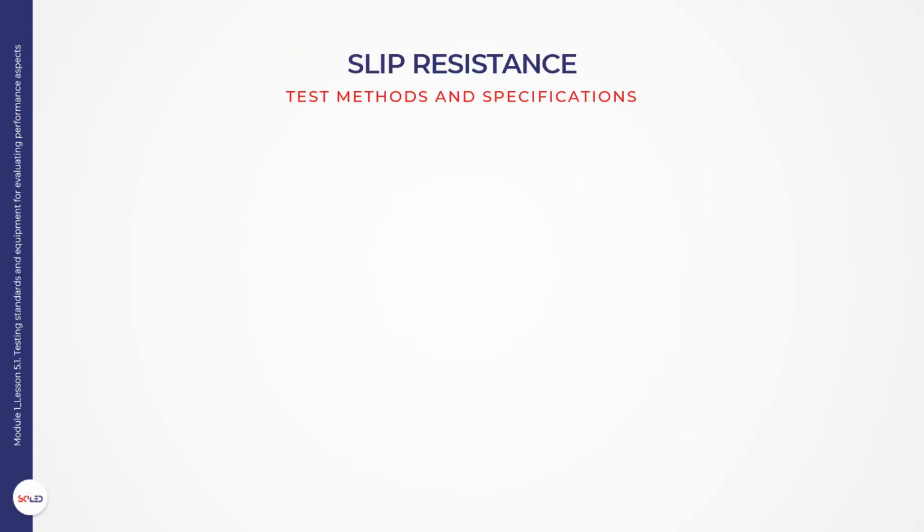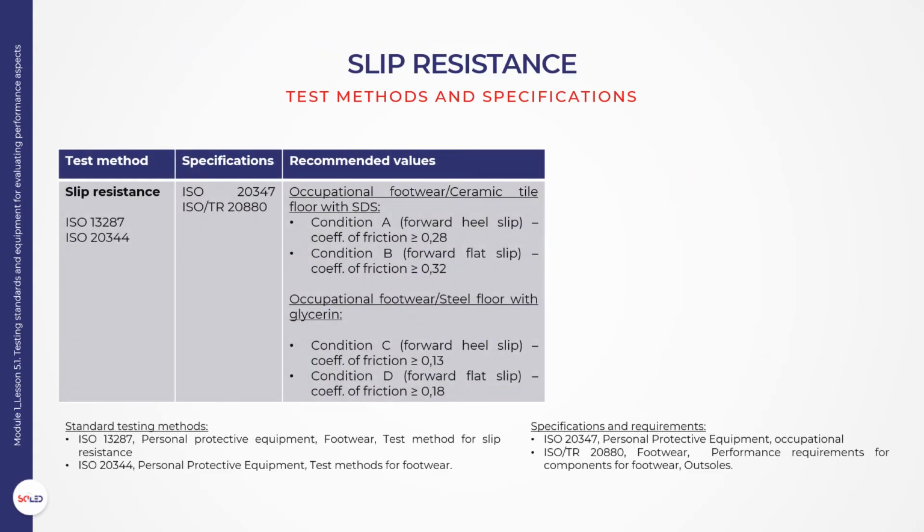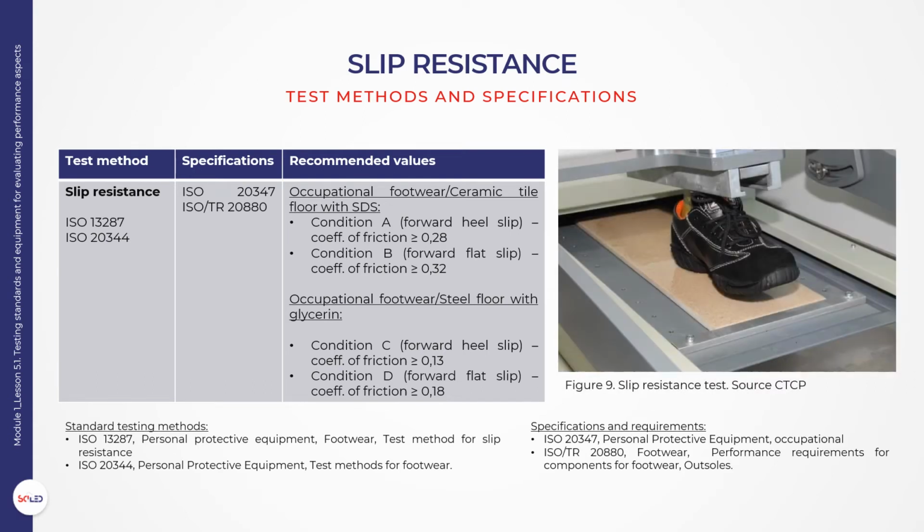Slip resistance. Slip resistance is linked to the coefficient of friction between soles and the floor in which the footwear is used. The standard ISO 13287 describes a method to evaluate the slip resistance of personal protective equipment footwear. In this test method, the footwear is placed on a surface, subjected to a given normal force, and moved horizontally relative to the surface, or the surface is moved horizontally relative to the footwear. The friction force and the normal force are measured and the dynamic coefficient of friction is calculated.